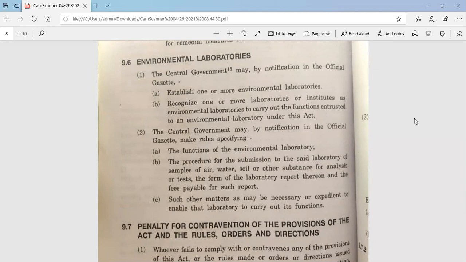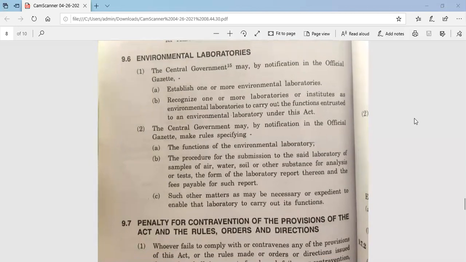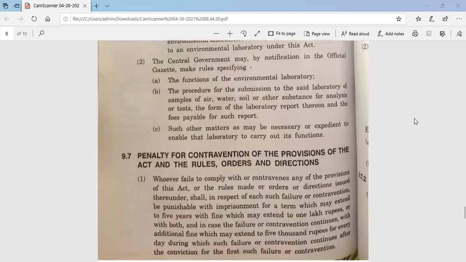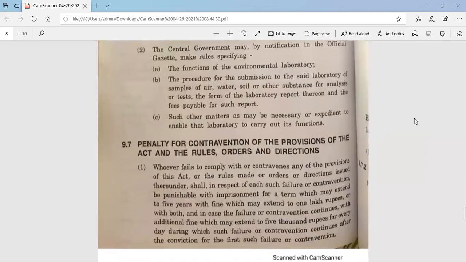Second, the central government may, by notification in the official gazette, make rules specifying the functions of the environmental laboratory, the procedures for the submission to the laboratory of the samples of air, water, soil, and other substances for analysis or test, the form of laboratory reports thereon, and fees payable for such reports, and such other matters as may be necessary or expedient to enable that laboratory to carry out its functions.